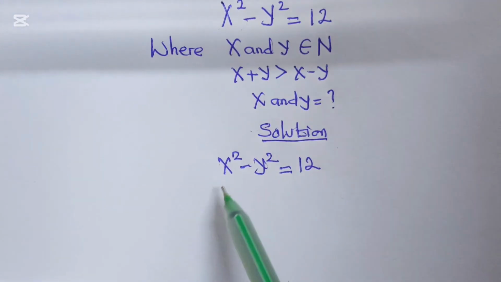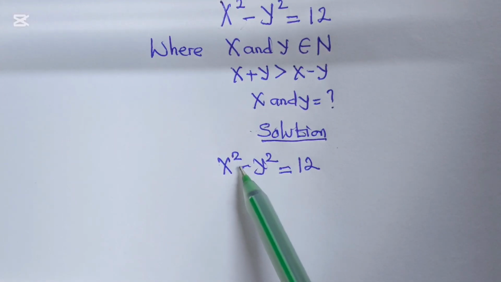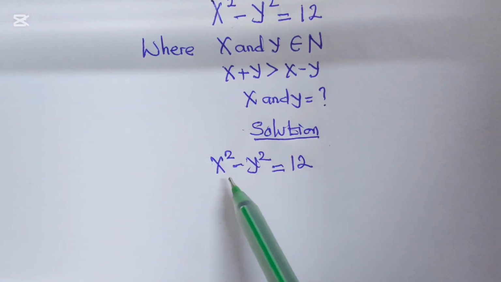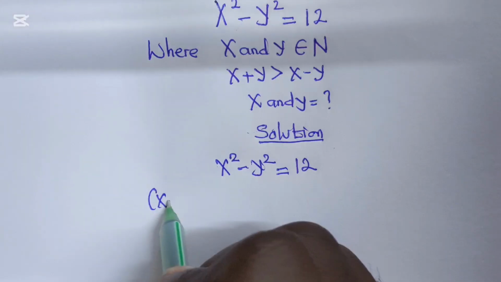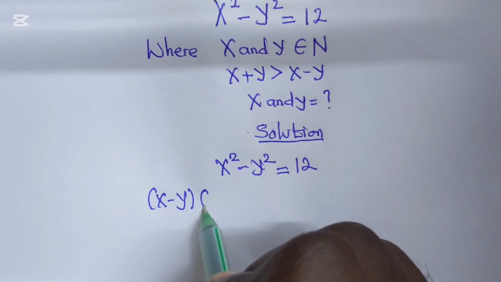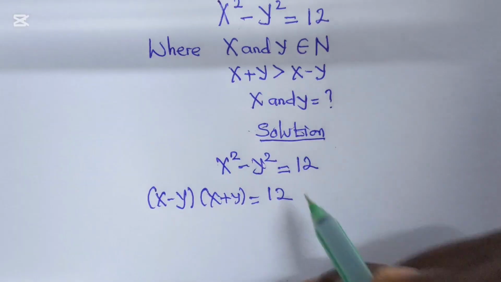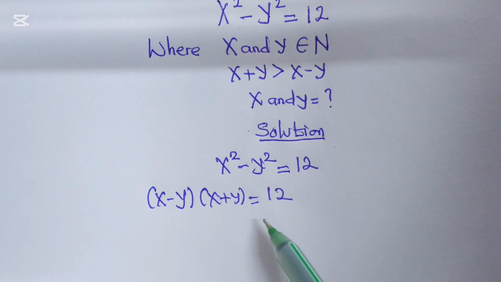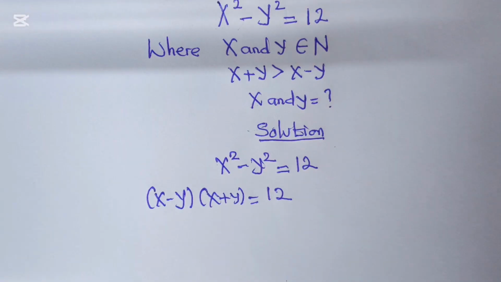According to what we have been given, we have x squared minus y squared. This is a difference of two squares, so we can say x minus y times x plus y equals 12. Then we can find the numbers which multiply together to get 12. This is the way we can use.